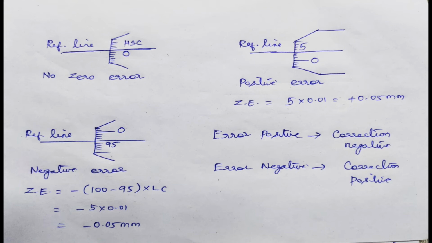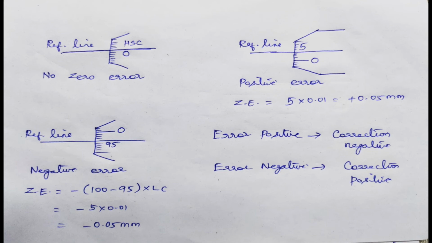In this case, I have to write the error as zero error is equal to minus of 100 minus the coinciding value into least count. For example, if 95 coincides with the reference line, then zero error is minus of 100 minus 95 into least count is equal to minus 5 into 0.01 millimeter is equal to minus 0.05 millimeter.